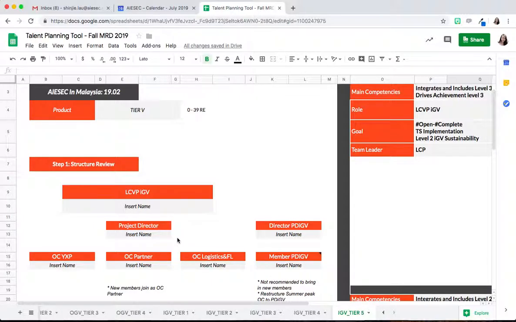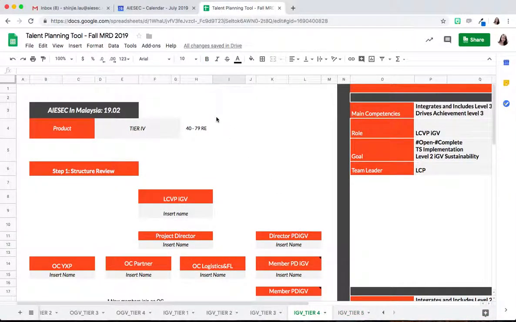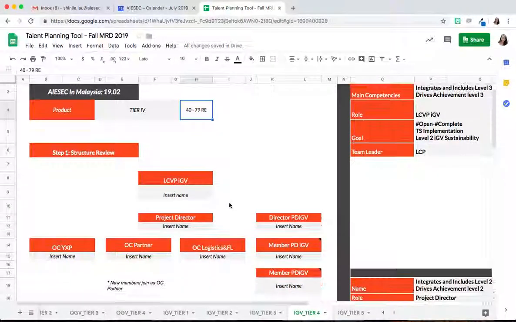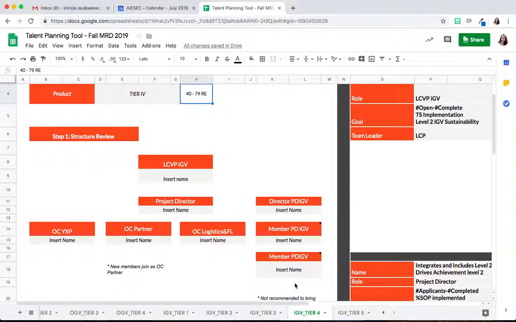So for upcoming tiers, I'm going to show you what is the difference that you need to take note. Okay, because generally for all the JD across different role, it's similar. It's just how big scale is your operation itself. So when you go to tier 4, if you can see, it's about 40 realization to 79 realization. So if you look into that, there's not much different in terms of structures. It's still back to how many projects you are running.